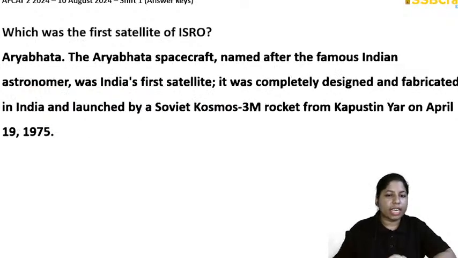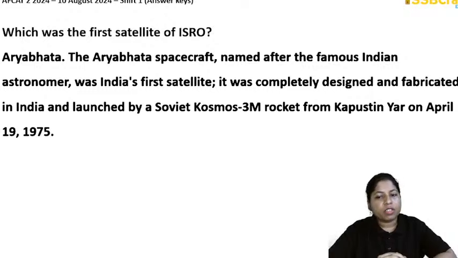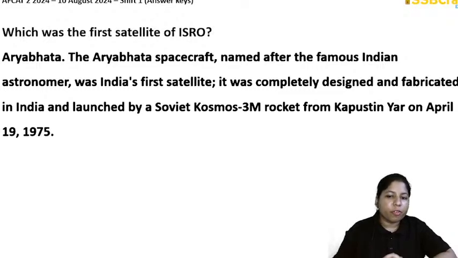All right, so yes, the next question is which was the first satellite of ISRO. ठीक है, पहली सैटेलाइट इसरो की कौन सी है? आर्यभट्ट. ठीक है, so Aryabhata spacecraft, it was named after the famous Indian astronomer, was India's first satellite. It was completely designed and fabricated in India and launched by Soviet Cosmos 3M rocket from Kapustin Yar on April 1975. So basically जो first satellite है इसरो की, that is Aryabhata.